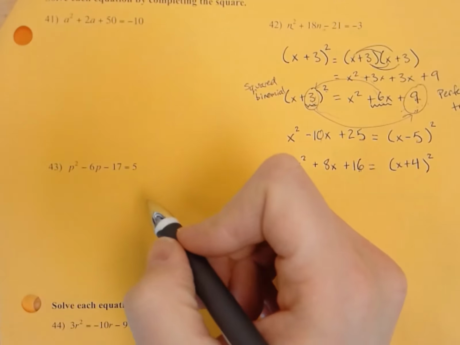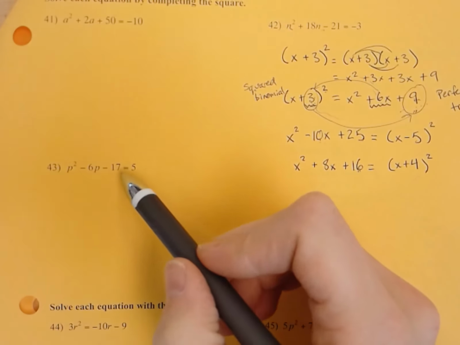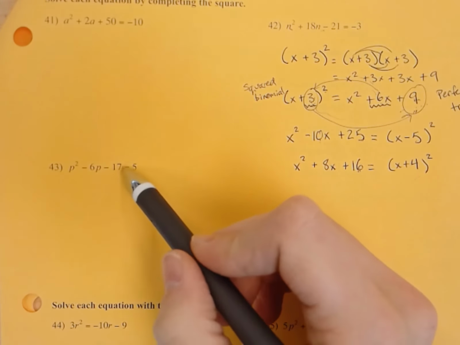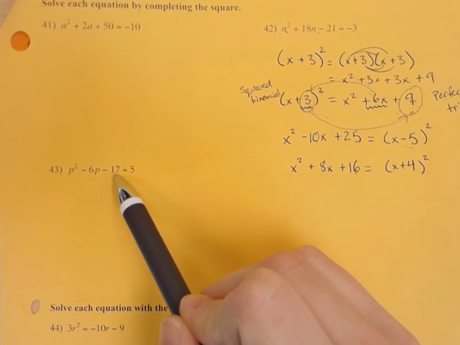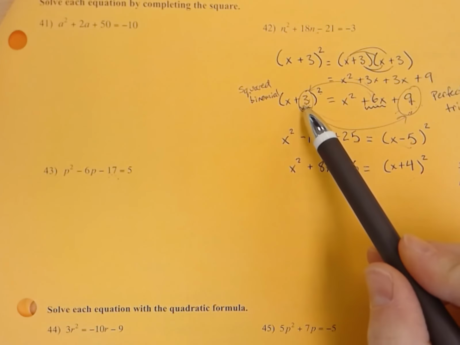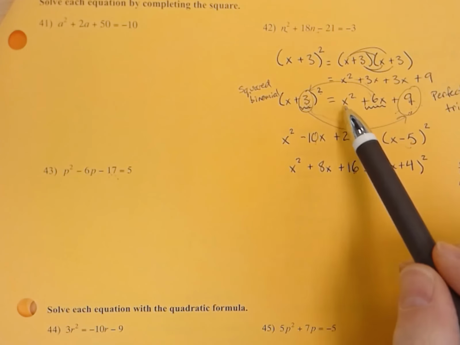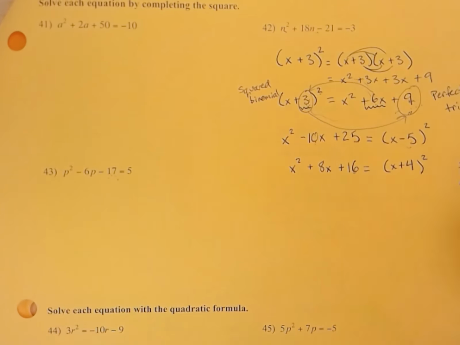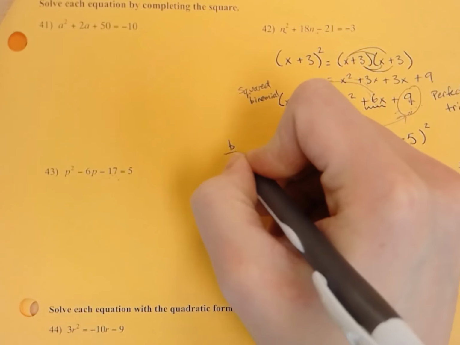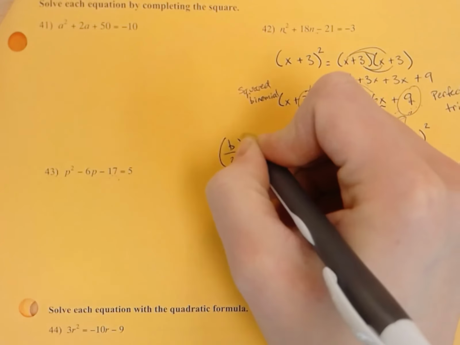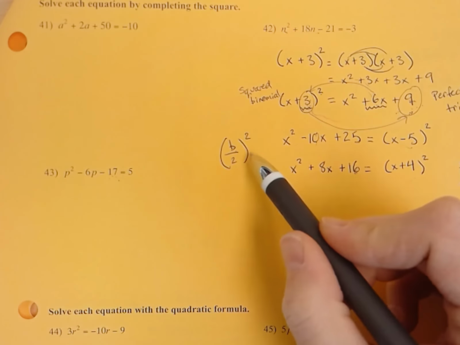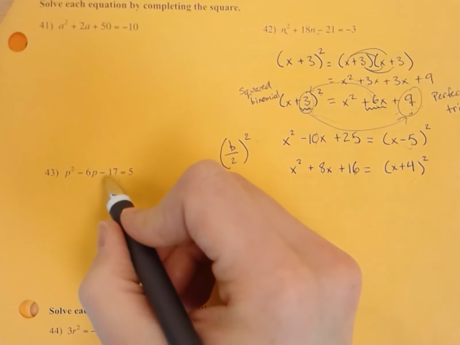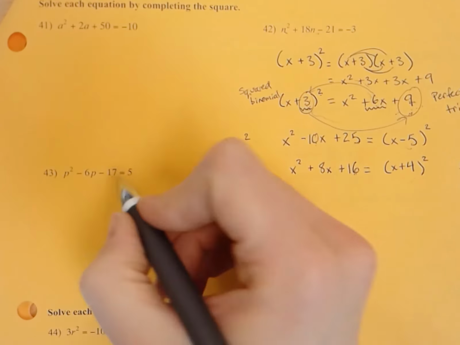So basically what we're going to do is we're going to try and create this. I can't rewrite it in this way unless this number is this guy squared. And we get this guy by cutting it in half. So this whole idea that we're going off of is that b over 2 from ax squared plus bx plus c squared. So here's what I think is the easiest way to do it.